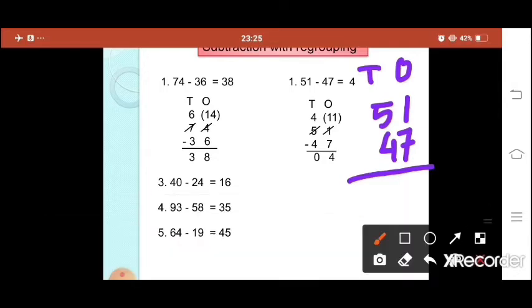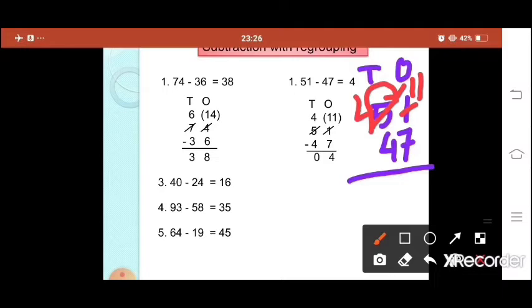So now what I will do, from here I have to take 1. Okay, so if I take 1, what will I get? 11, because I am borrowing 10. But here I have taken 10, so how many tens will be present? 4, because 1 will decrease.